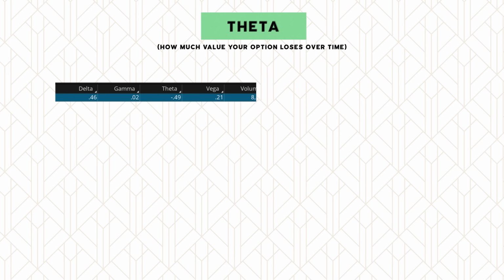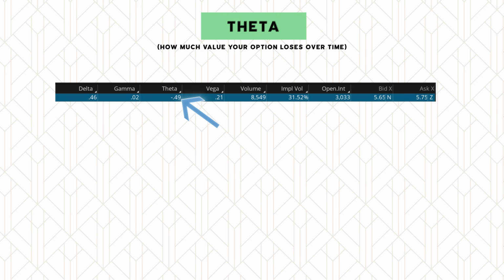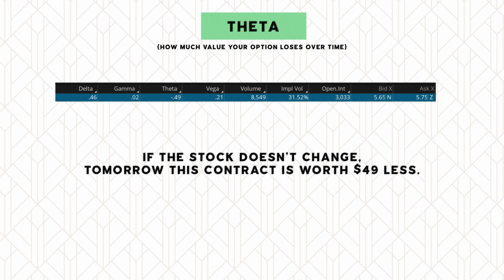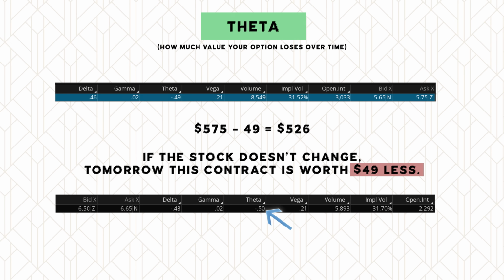Theta is always displayed as a negative value for both calls and puts, since it affects both of them negatively. So back to our Apple example, this call option has a theta of -0.49. If everything remains the same, this options contract will be worth $49 less tomorrow. Same with this put option.